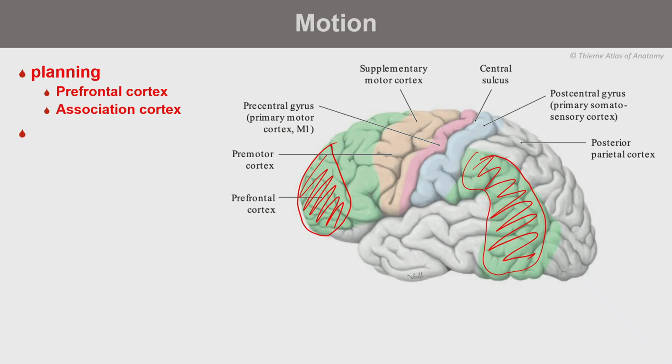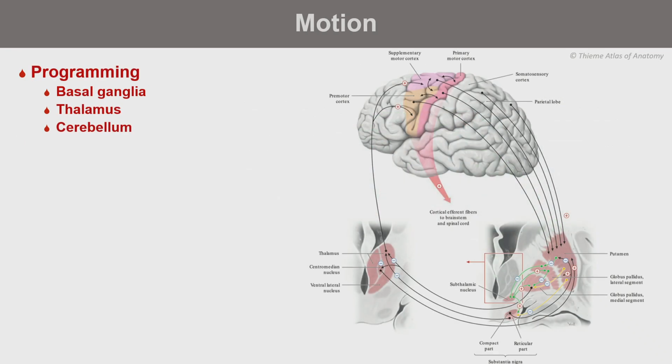So then the motion is programmed. The second phase is programming. Programming is then at first done by the prefrontal and supplementary motor cortex, which is lying in front of the primary motor cortex. This is a primary motor cortex, precentral.